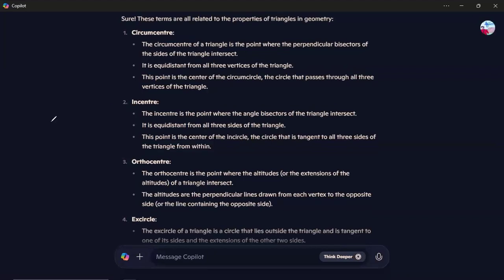I hope my pen works well. Okay, yes, it's working well.